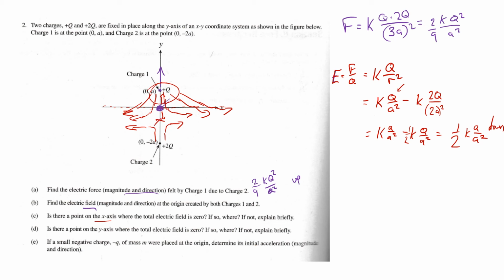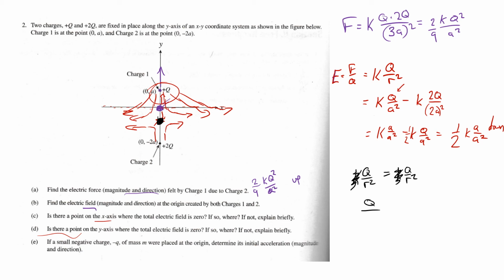If we look at the next question, is there a point on the y-axis where the field is 0? Yeah, you betcha. It's going to be this spot right there. I don't know what the coordinates are yet, but we can figure that out. We just need to know where the two fields are equal to each other. So we are going to have kQ over r squared is equal to kQ over r squared. Let's plug in the specifics. Let's cancel out the k's.